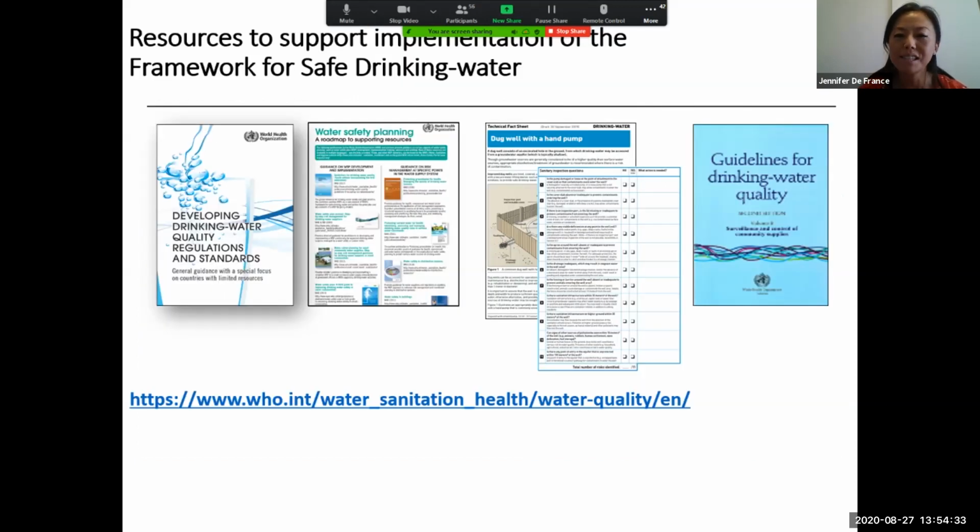So just to end, I wanted to flag very quickly that we have a number of resources to support implementation of the framework for safe drinking water.